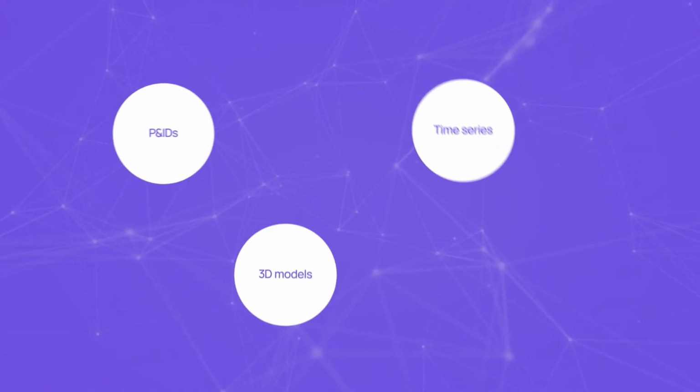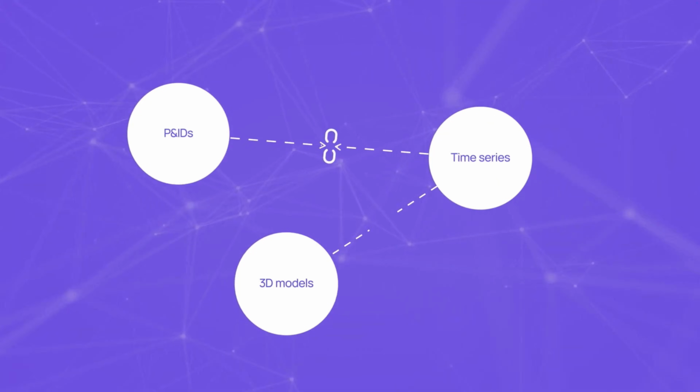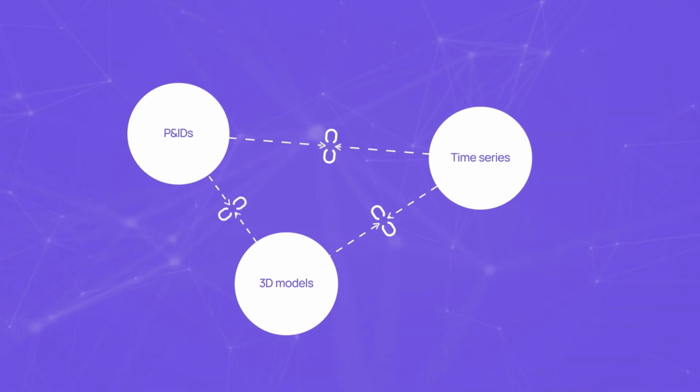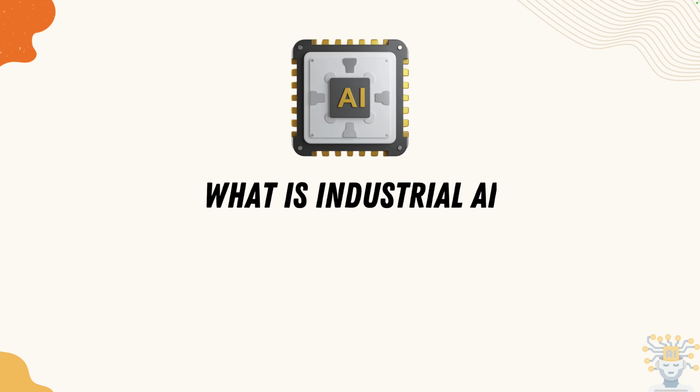So essentially in industries, all the data, P&IDs, time series and 3D models are sitting in many different places scattered across the industry, and getting this information from the industry is, to be honest, very, very complex. And in order to handle all of this in a better way, industrial AI comes into the picture.